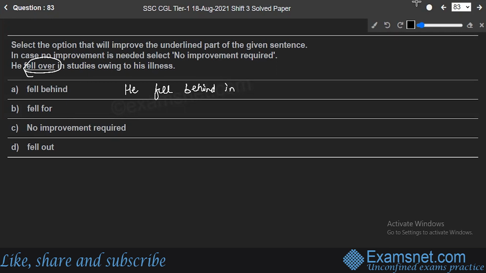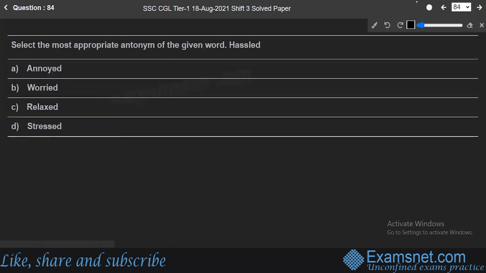in studies owing to his illness. Right? So fell over means losing one's balance or collapse, like falling down or something, whereas fell behind means to fail to do something fast enough or on time. So this sentence should be: he fell behind in studies owing to his illness. Option A is the correct answer to the question. Hope you are clear. Next is question number 84.